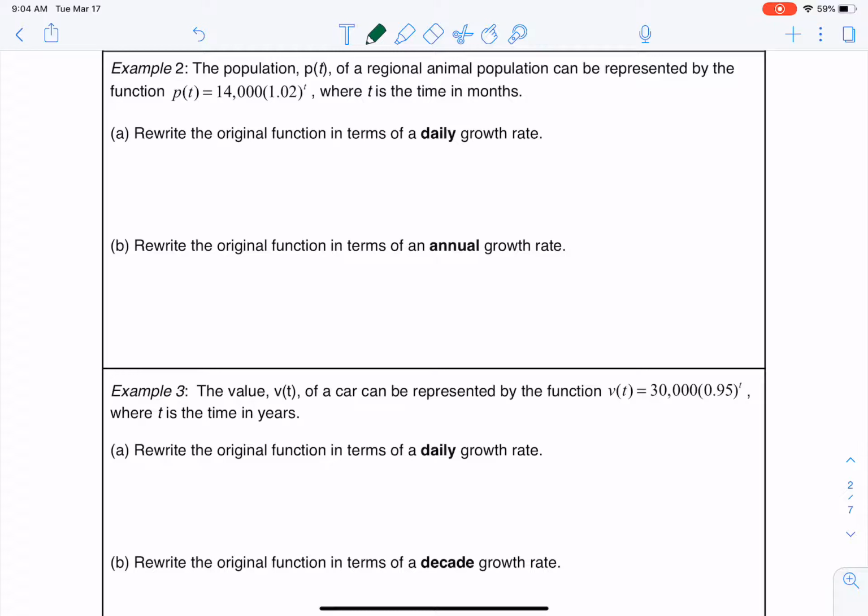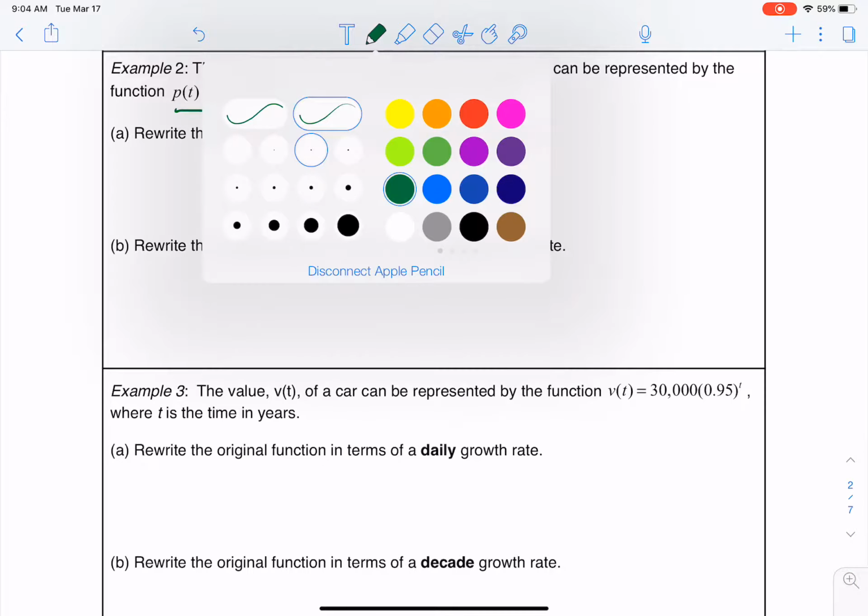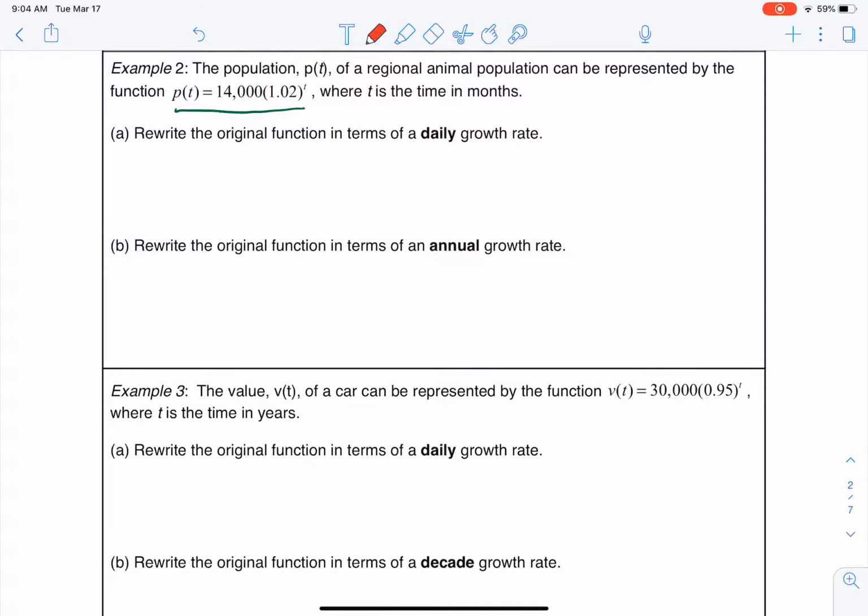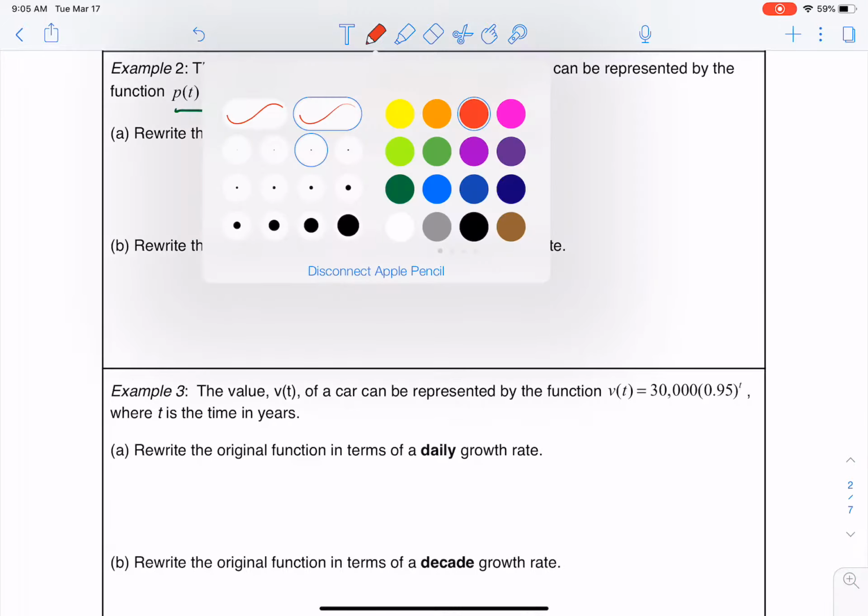All right, so example 2. The population P of t of a regional animal population can be represented by the function P of t equals 14,000 times 1.02^t, where t is the time in months. All right, so for part A, rewrite the original function in terms of a daily growth rate.